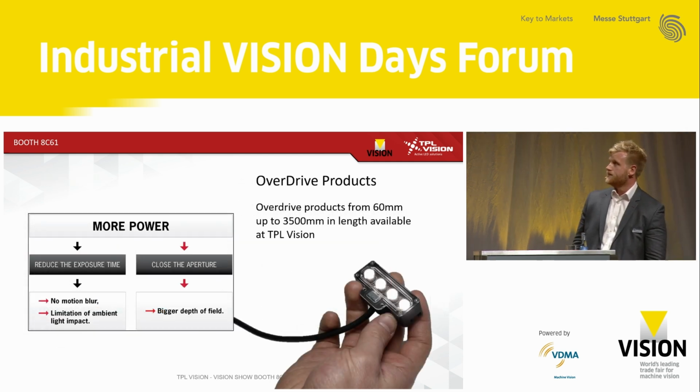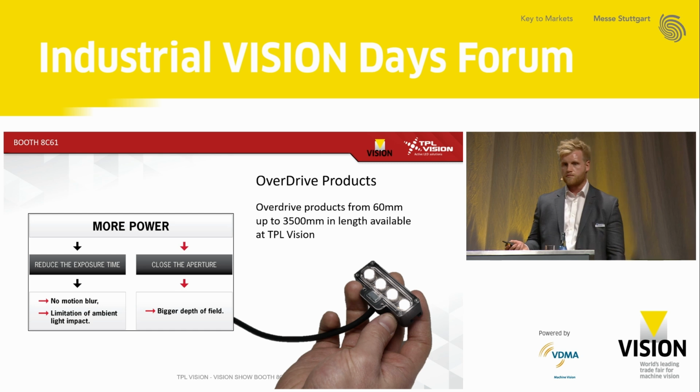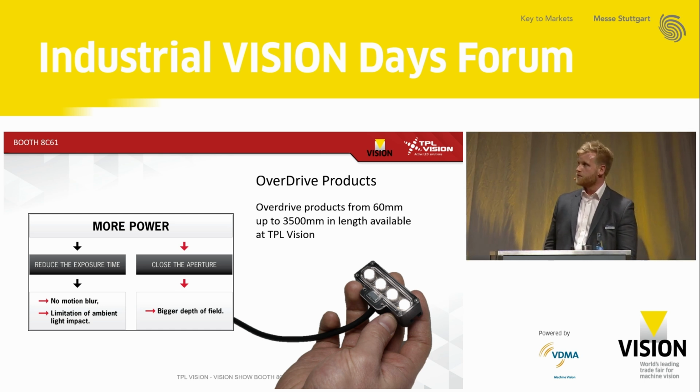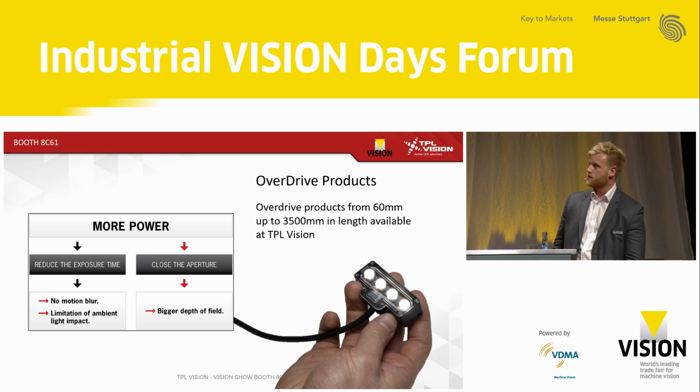And generally, power is always something that you want. Whenever you're using lighting, the more power you have, the more you can reduce your exposure time. You can get rid of your motion blur, and you can limit the impact of ambient light. So these are the advantages of reducing exposure time.